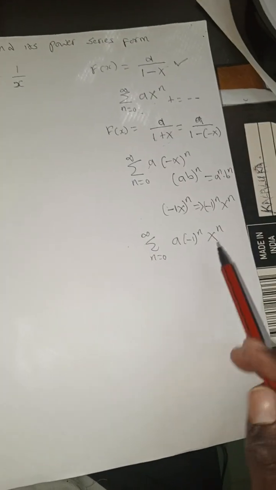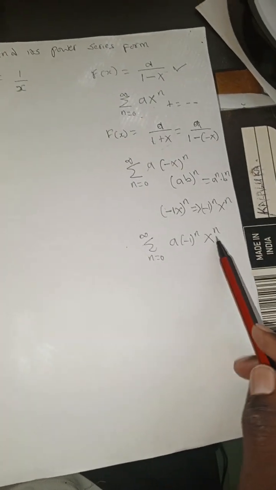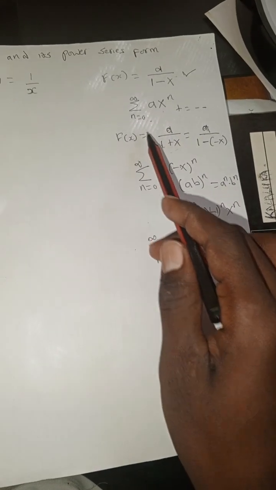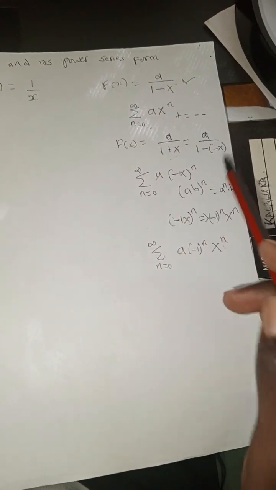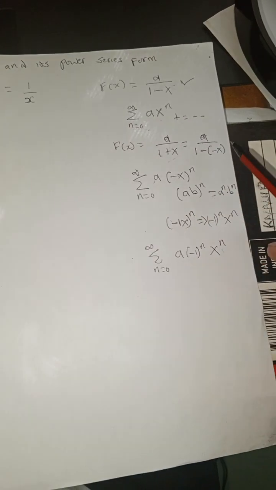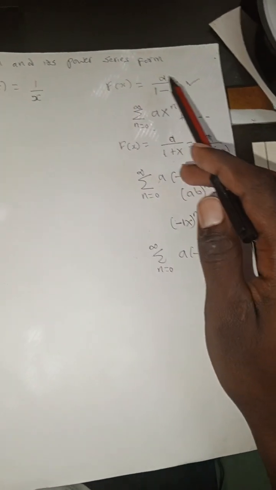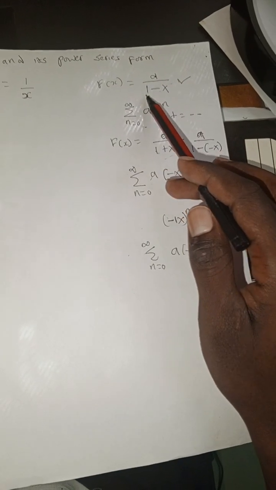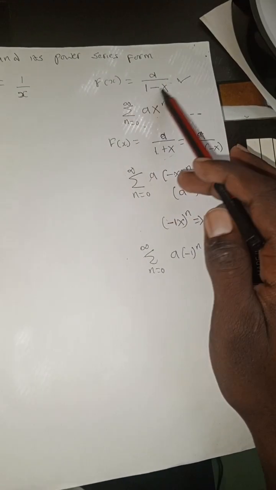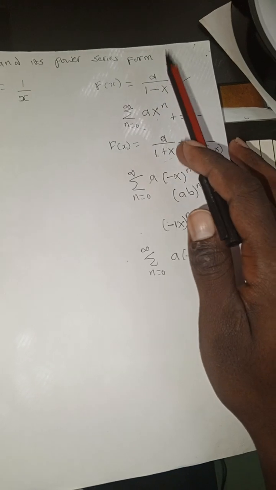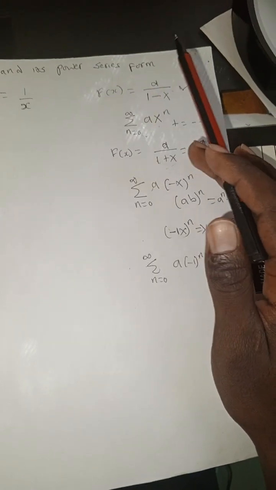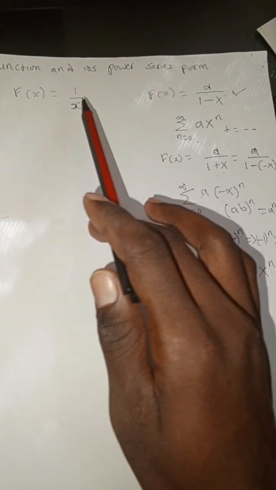So what we have here, ladies and gentlemen, is a power series for f of x equal to a over 1 plus x. But what we have here, ladies and gentlemen, is the power series for a over 1 minus x. And this is a general form which you want to put all your power series into when you are having functions like this.